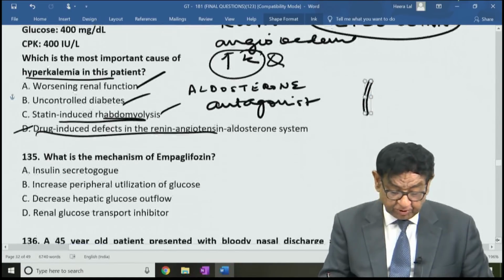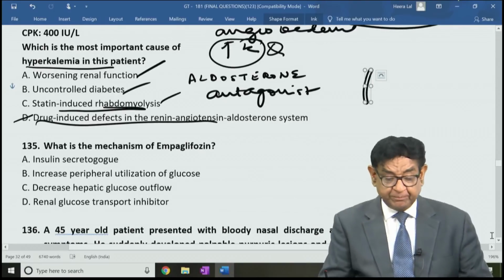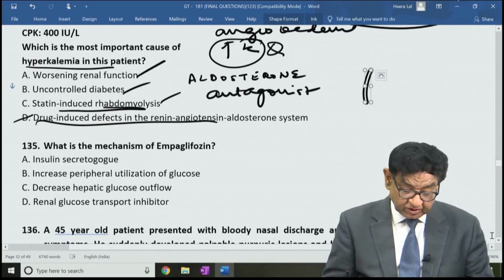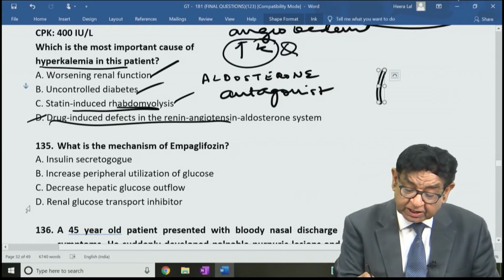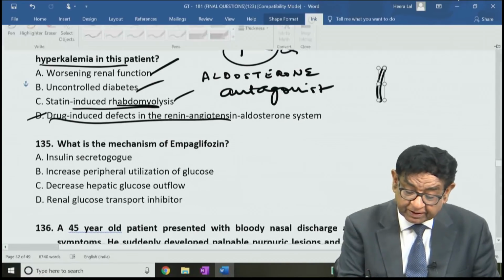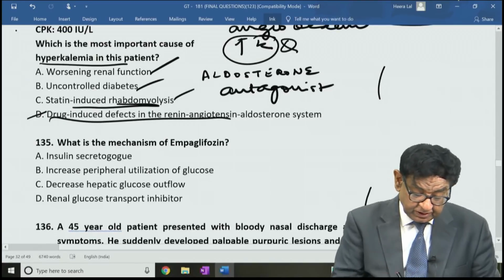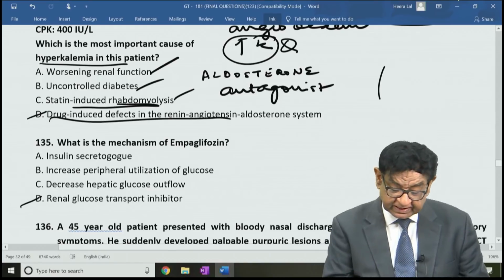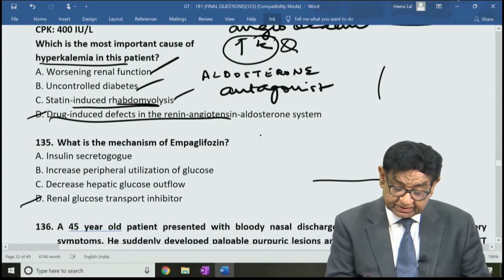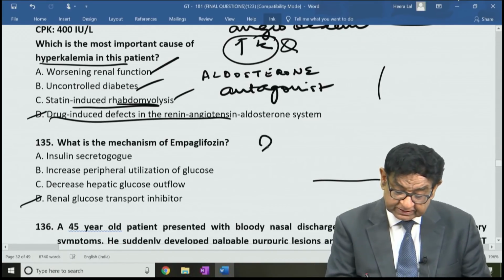After that, we talk about question number 135, empagliflozin. What is the mechanism of action? It's a renal glucose transport inhibitor. So how does the drug act? Let's learn the basic concept. The basic concept goes like this.